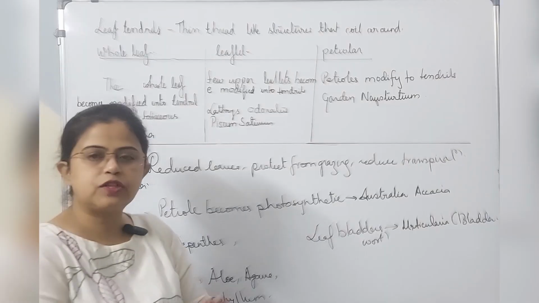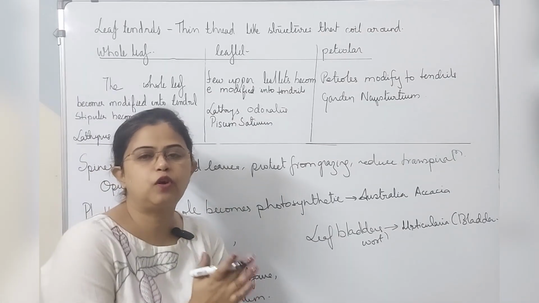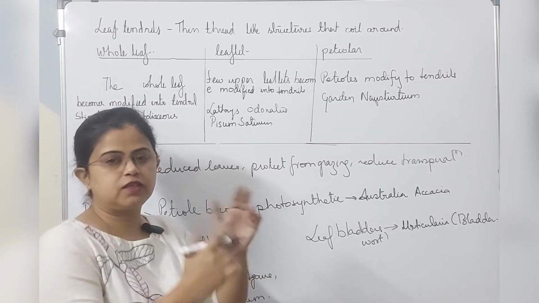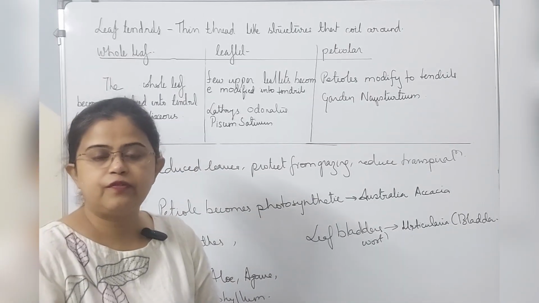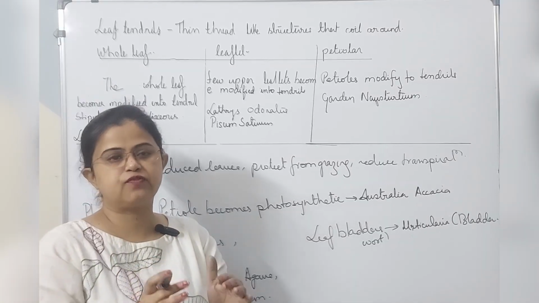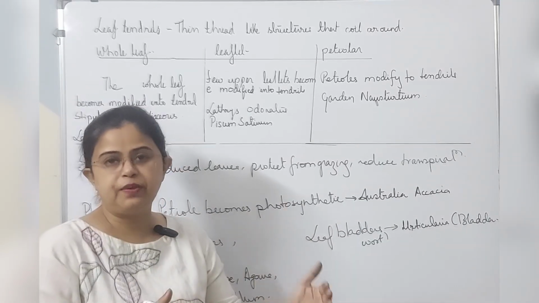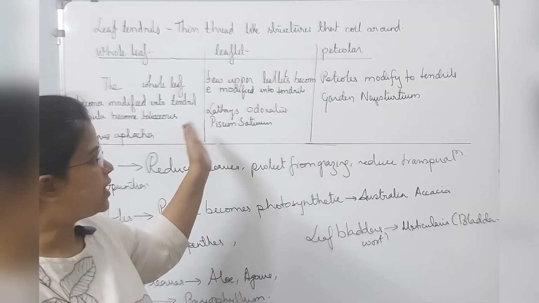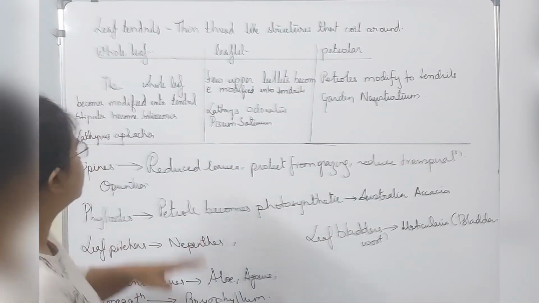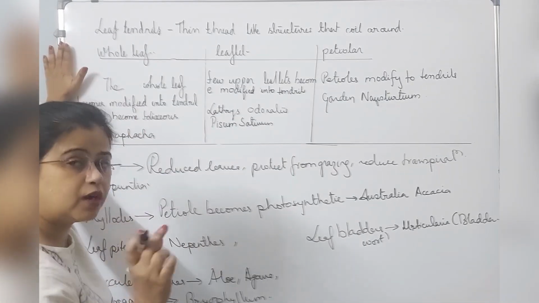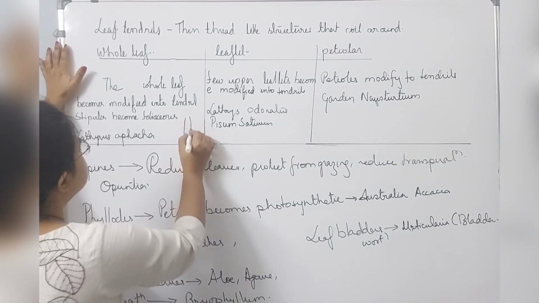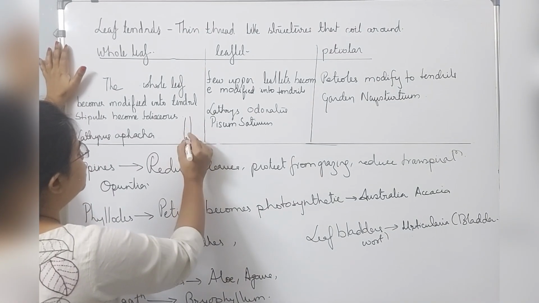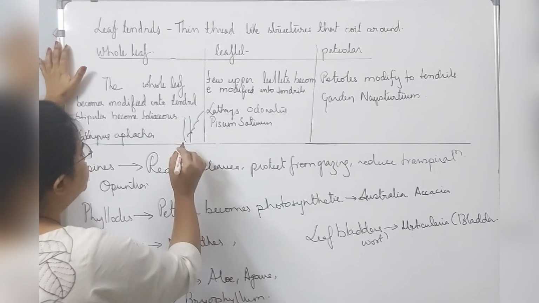Let's see. So the leaf gets modified into a thin thread-like structure that coils around, right? Depending on whether the whole leaf is being transformed, or the petiole or something else, it can be classified into 3 types. देख लेते हैं. The first is whole leaf. यहाँ पे the पूरा का पूरा पत्ता is transformed into the tendril. So यहाँ पे जो leaf होना था, they have become tendrils.